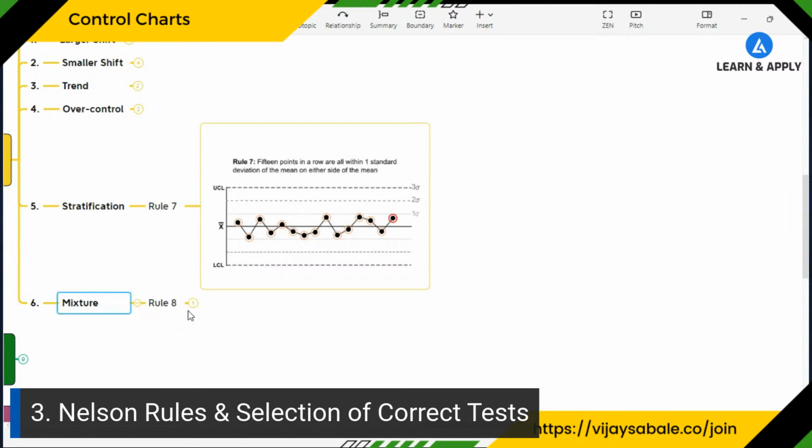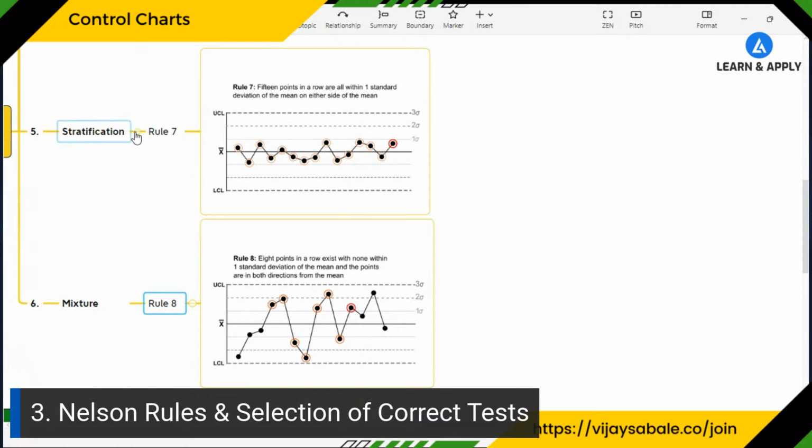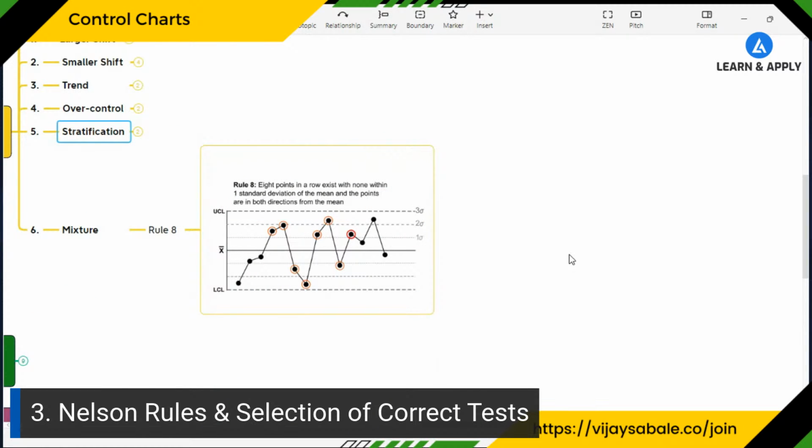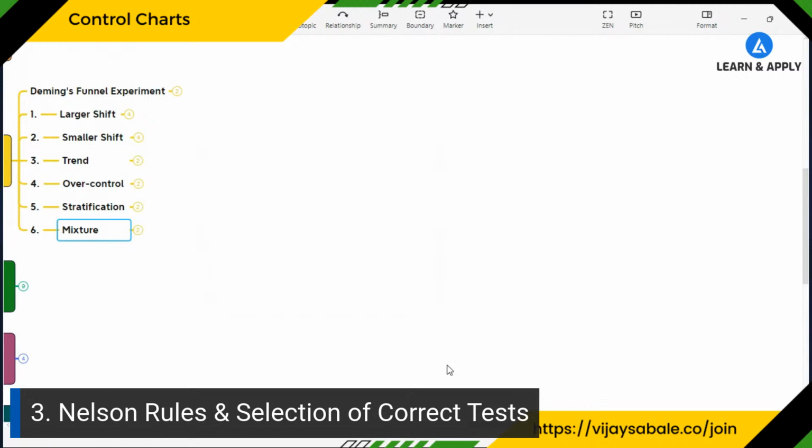And the last rule is mixture, indicated by rule number 8. This indicates that we have data points from multiple machines, multiple operators, multiple resources or multiple suppliers, and because of that we see this kind of trend. 8 points in a row exist with none within 1 standard deviation of the mean, and the points are in both directions from the mean. So no points are coming between plus and minus 1 sigma. This indicates a mixture of multiple data sources or resources. So these are the 8 rules that we use for the detection of special causes.